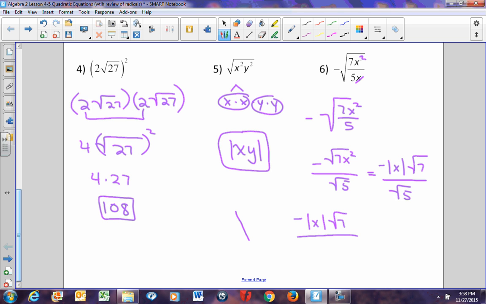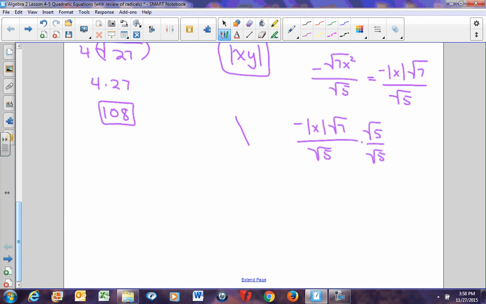So I will rationalize the denominator by multiplying both the numerator and the denominator by a fancy form of the number 1, otherwise known as the square root of 5 over the square root of 5. And I will get negative, actually, absolute value of x, square root of 35, all over 5.